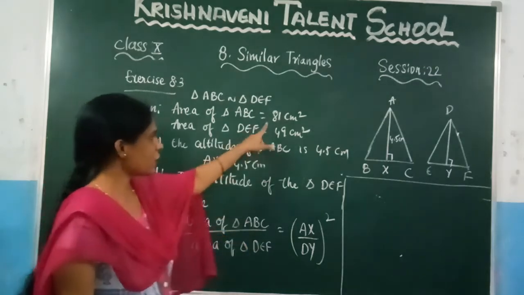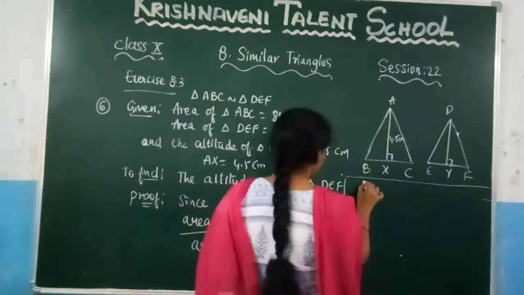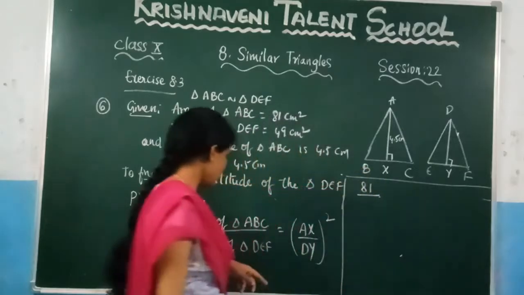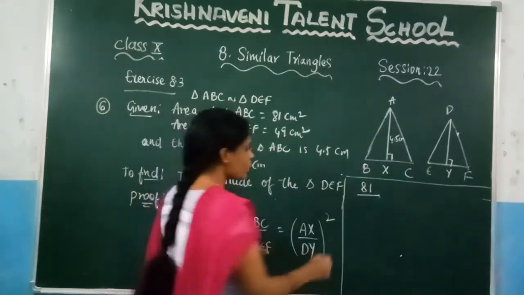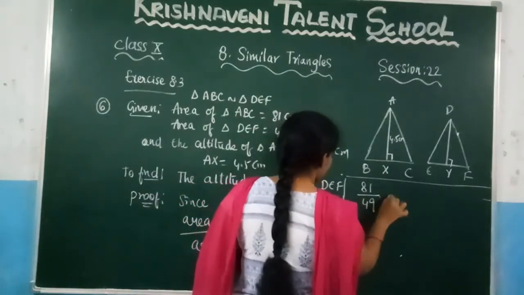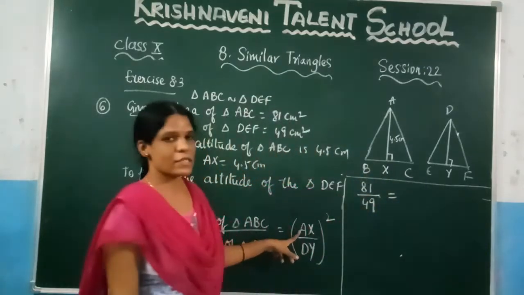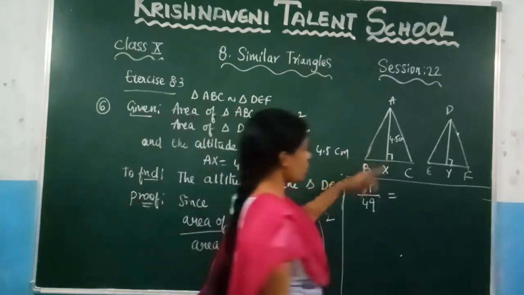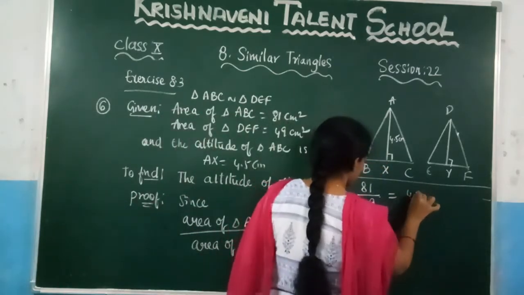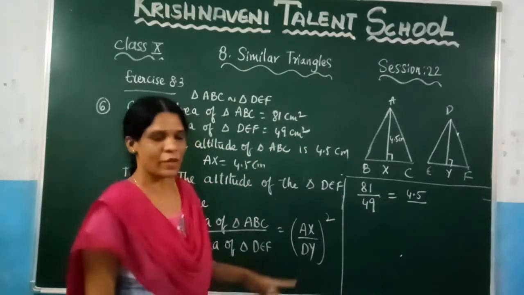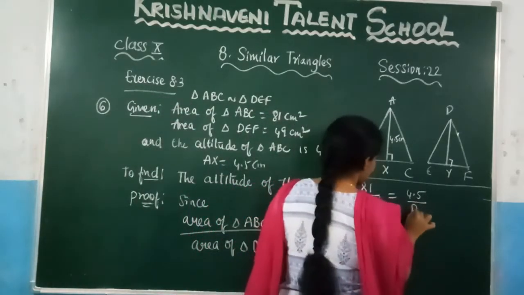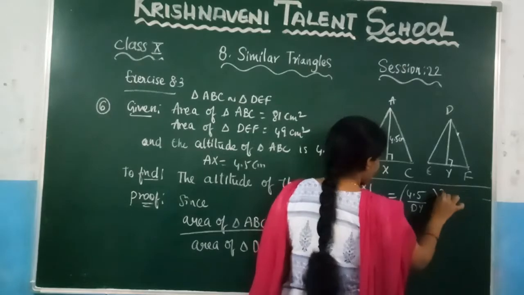What is the area of the triangle ABC, which is 81. So write it here, 81. And what is the area of the triangle DEF, which is 49. So write it here, 49, is equal to, now what is the length of AX, which is 4.5, and what is the length of DY, that is what we need to find. So write it here as it is, DY whole square.